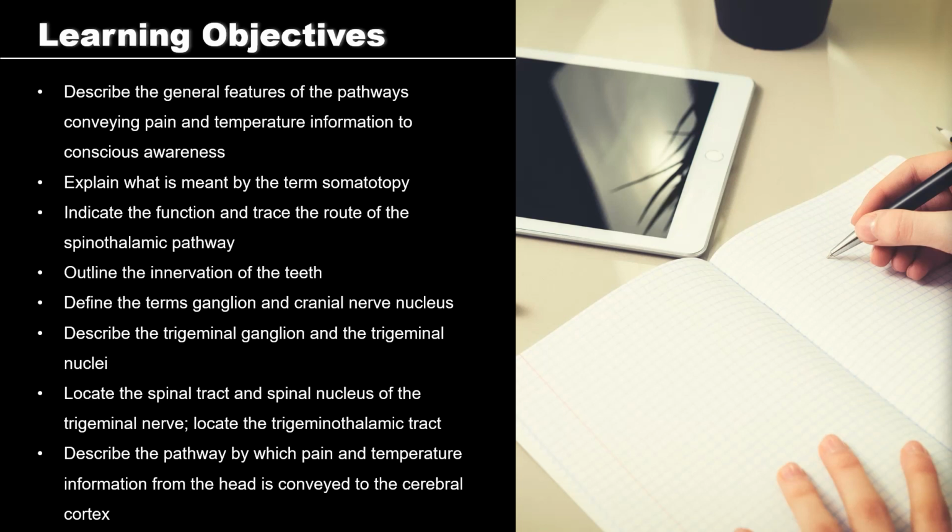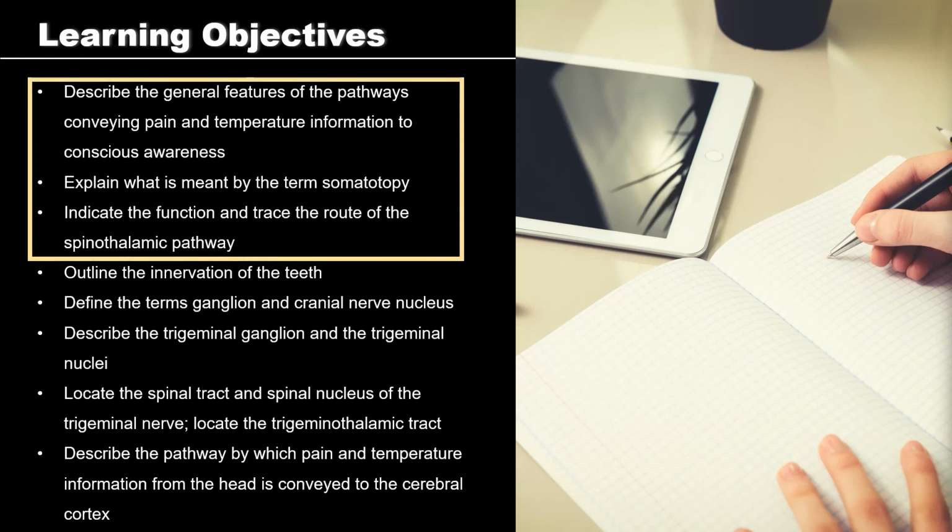Define the terms ganglion and cranial nerve nucleus. Describe the trigeminal ganglion and the trigeminal nuclei. Locate the spinal tract and the spinal nucleus of the trigeminal nerve, and locate the trigeminothalamic pathway. Describe the pathway by which pain and temperature information are conveyed from the head to the cerebral cortex. So let's go and have a look first at the spinothalamic pathway.